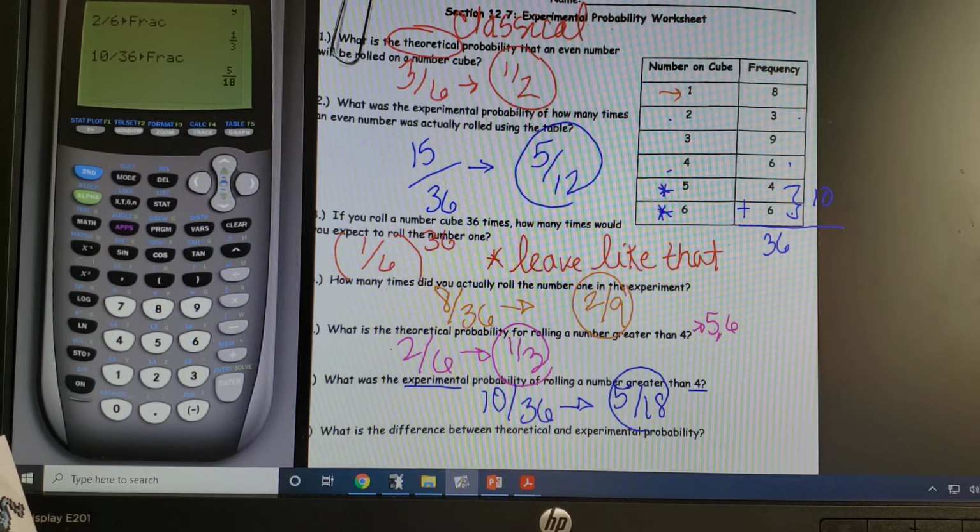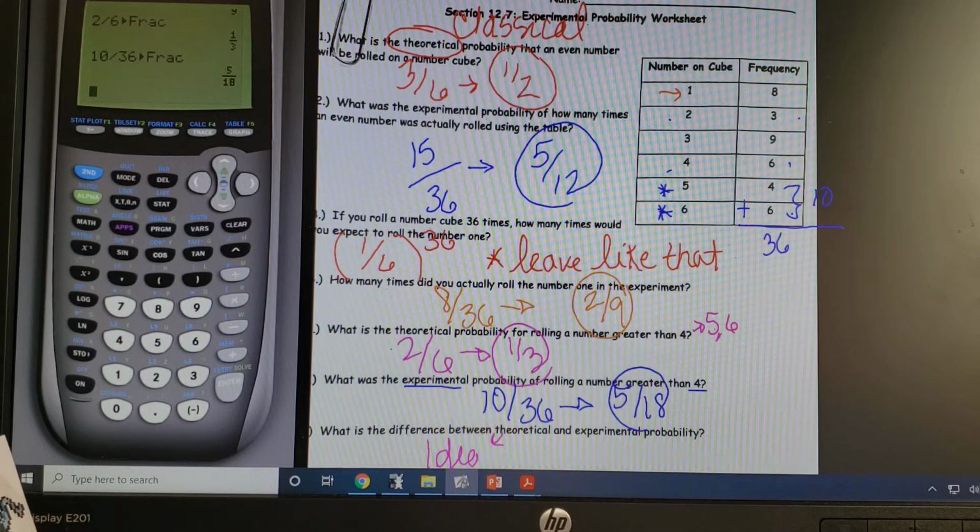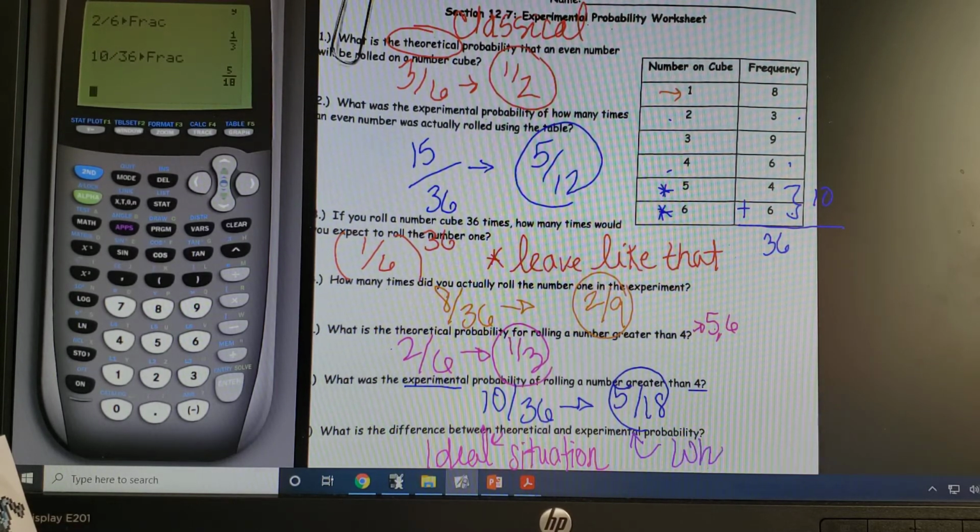Alright, so what is the difference between theoretical and experimental? Well, theoretical, I would say, is an ideal situation where you want to roll a 1, so you have a 1 out of 6 opportunity with a die. Experimental is what actually happens. So if you're going to look at the data chart.